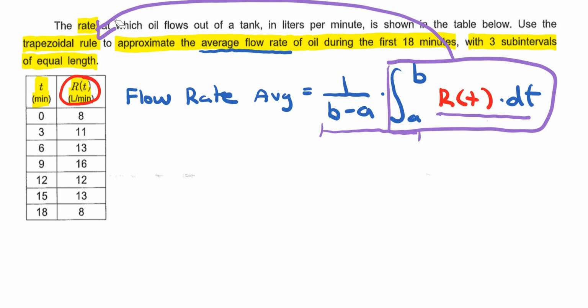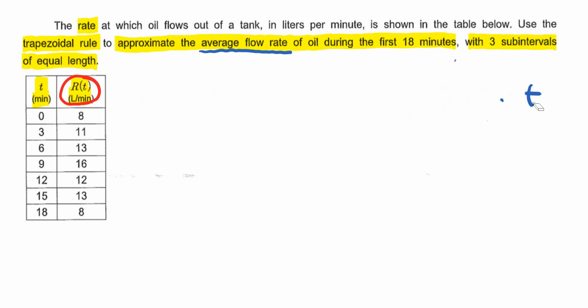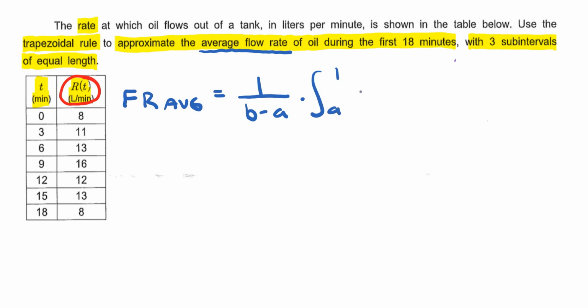Okay, so there's a lot going on in this particular problem, so let me figure out how to break this down. Let me erase this now so I have a little bit more space. So I'll just say the flow rate average is 1 over b minus a times the integral from a to b of R(t) dt.